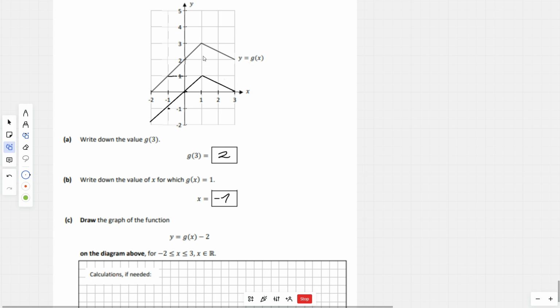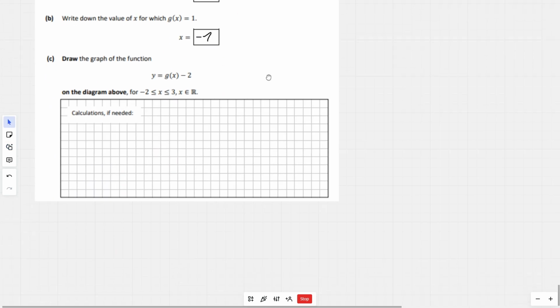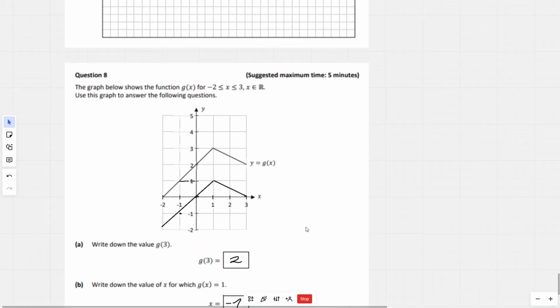So 2 will be 0, 3 will be 1, 2 will be 0, 1 will be -1, -2 will be 0. So 1 will be -1 and then 0 will be -2. So I think you get the point. And that will be question 8.